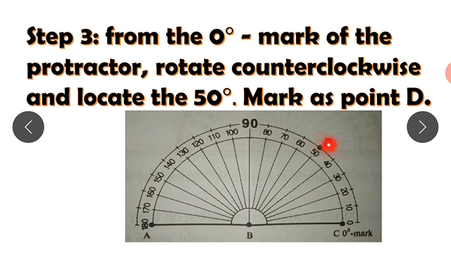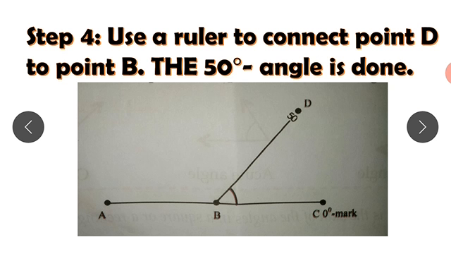So we already located the points and we name it D. Then this one is C and B. After that, you may now connect this part. In the fourth step, use a ruler to connect point D to point B. Then the 50-degree angle is done. So that's how we draw or construct angles using a protractor.